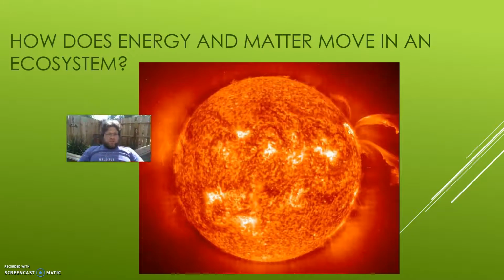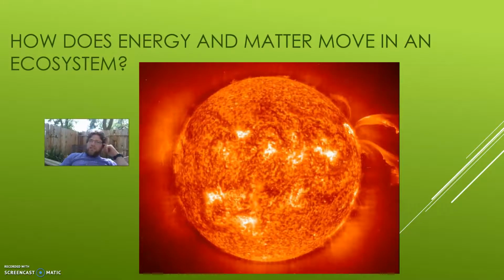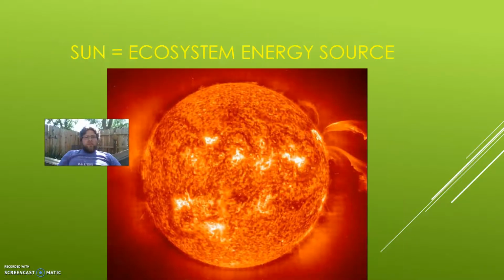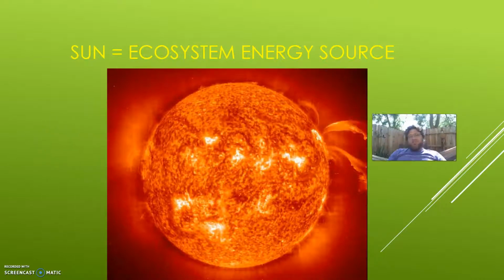So, to start things off, our essential question: how does energy and matter move in an ecosystem? And it all starts with the sun. The sun is our energy source for 95% of ecosystems. There are some ecosystems deep down at the bottom of the ocean that rely on chemical energy coming from deep beneath the surface where the sun don't shine. But for 95% of ecosystems, the sun is the energy source.